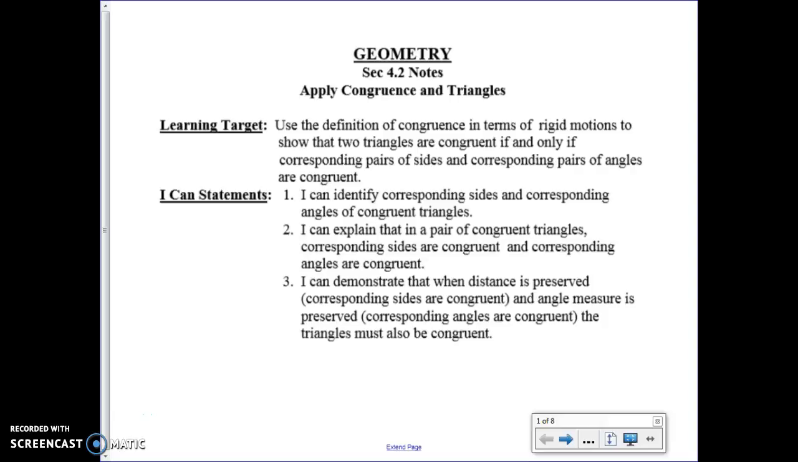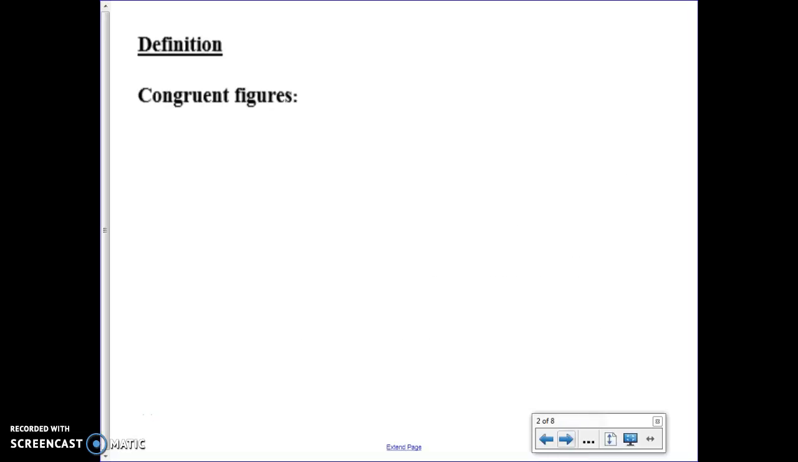Alright guys, so sticking with our triangles theme, we're going to talk about congruence in triangles today. So, first off, we need to define what congruent figures are.